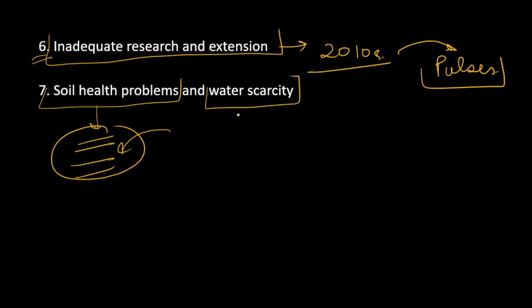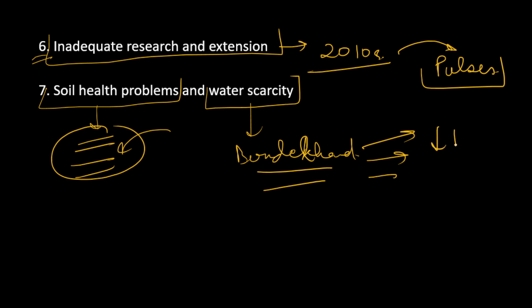Water scarcity is another problem. Although pulses take less water as compared to rice and wheat, in the regions where pulses are grown, for example the Bundelkhand region, there is a problem of water scarcity, and that is adding to the problems in production. So we are producing there, but the productivity is very low.